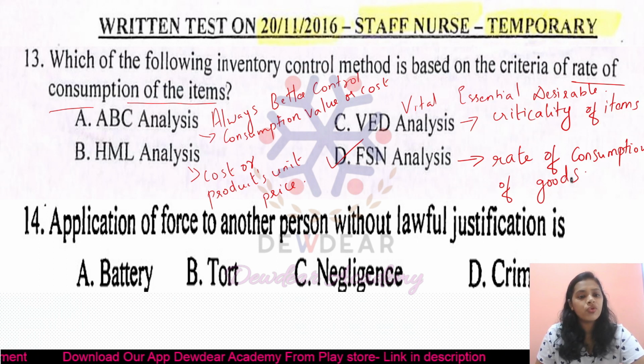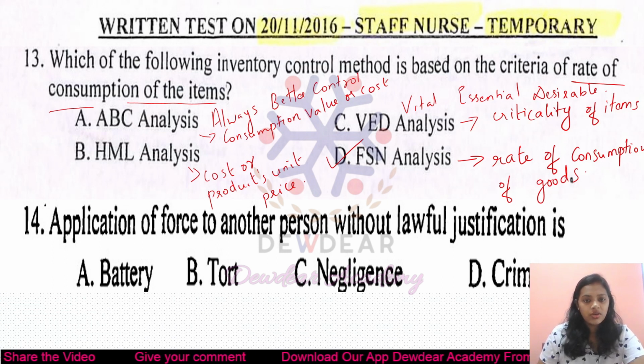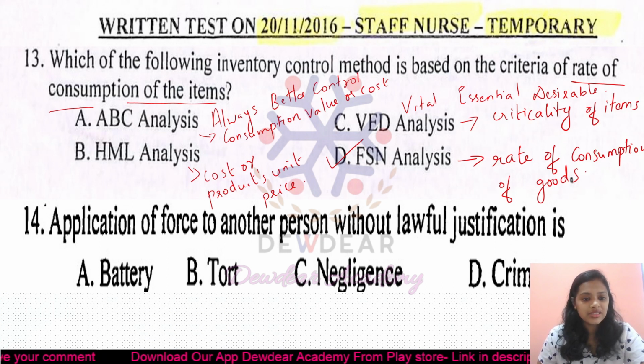Now question number 14: application of force to another person without lawful justification is. Options are battery, tort, negligence, crime. What is the application of force to another person without lawful justification? Among these options, which is the correct answer: battery, tort, negligence or crime?